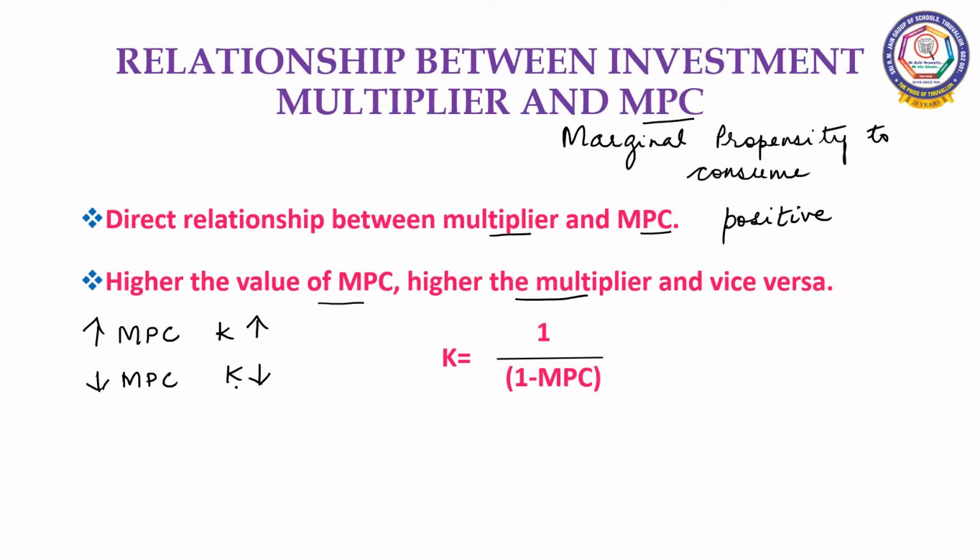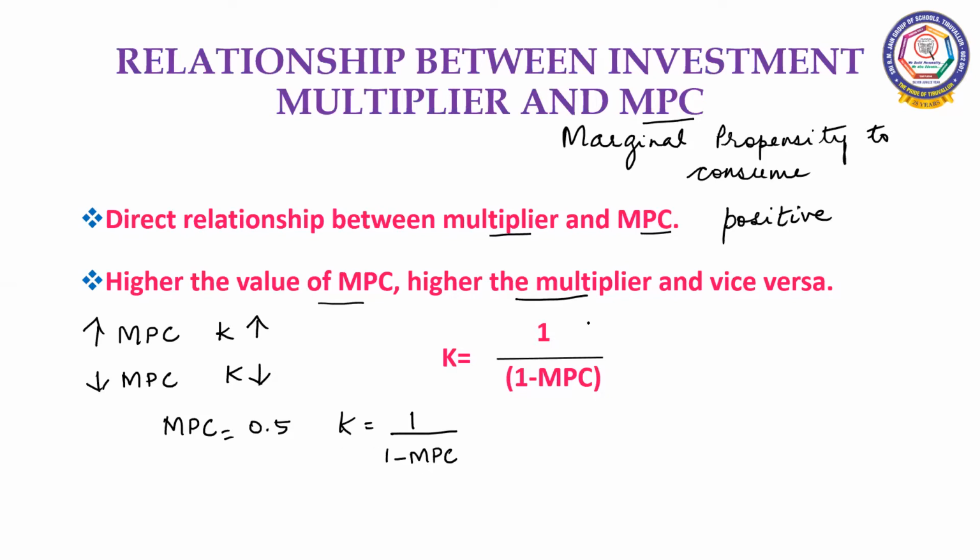The reason is that when the expenditure on consumption increases, higher would be the income of the producers of consumption goods and services. Hence, there's a positive relationship between MPC and multiplier. Say for instance, MPC is 0.5. Then let us calculate multiplier. K is equal to 1 by 1 minus MPC. This is the formula for calculating multiplier.